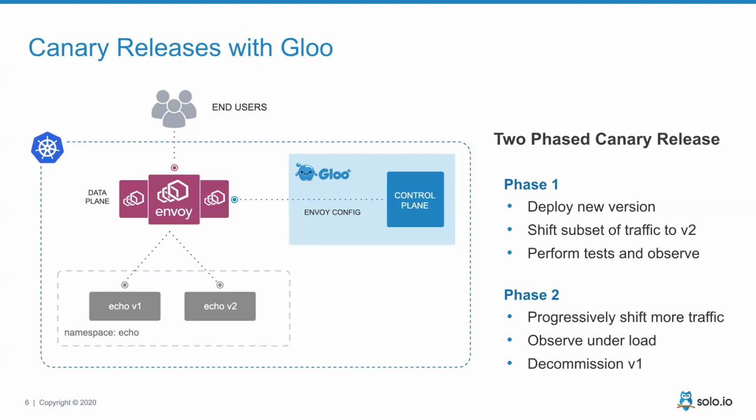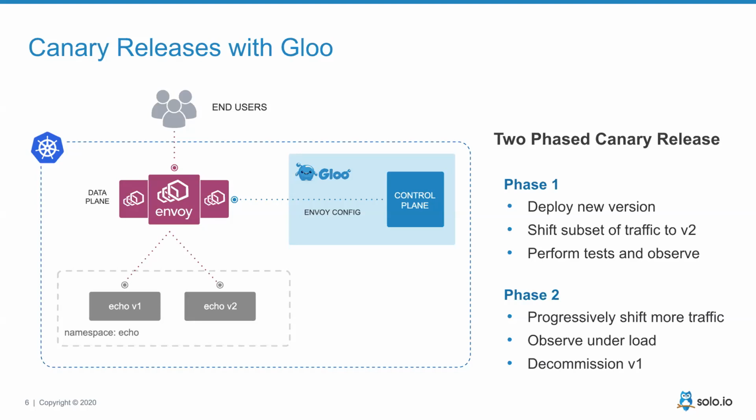Then in phase 2, once we're satisfied on the correctness, we will start to shift more load over to the new version. And at that point, you're really monitoring metrics, trying to figure out, is the performance of the new service meeting our expectations? Has there been any kind of regression? And assuming that goes well, at the end, we'll eventually decommission the first version.